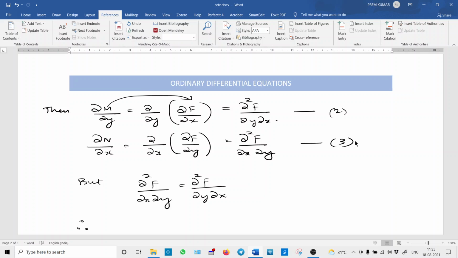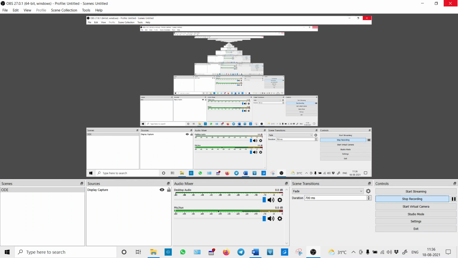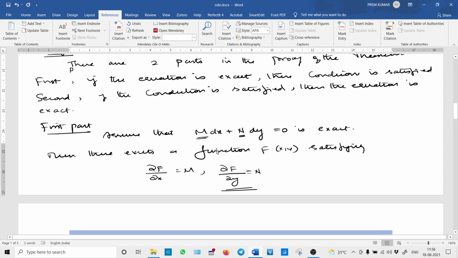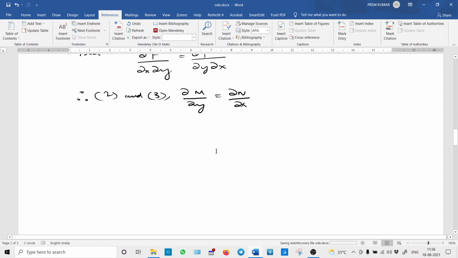So from 2 and 3, what we get, see, these both right hand sides are equal, therefore dou M by dou y must be equal to dou N by dou x. Okay, so the first part of the proof is over.